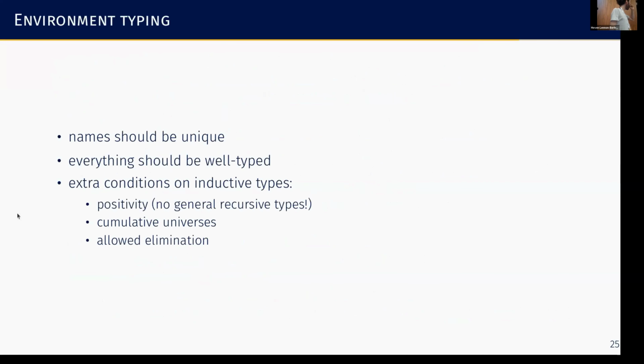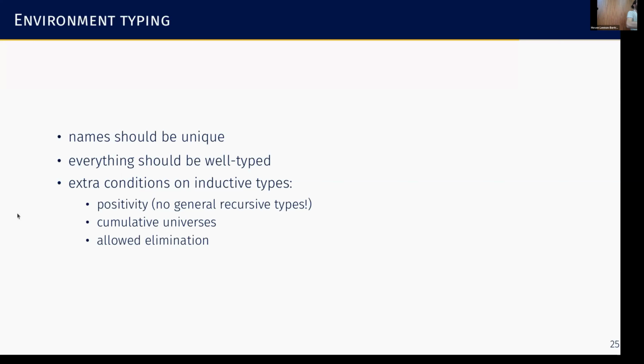And I'm not going to inflict on you the global environment typing judgment, because that's even worse. But basically, as I said, all these kernel names should be unique to refer to things in a non-ambiguous way. All the bodies, types, everything should be well typed. And then we have extra conditions for inductive types. So these positivity conditions. So we don't have general recursive types.